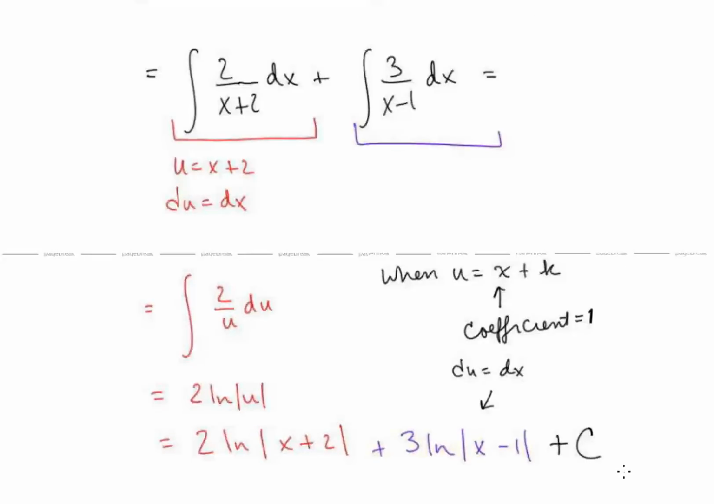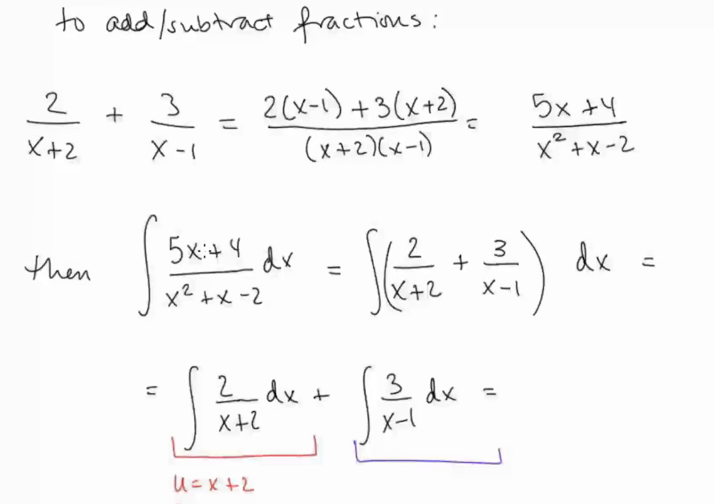Now, most of the work in using the method of partial fractions is going from the original rational function to its partial fraction decomposition. So how do we get from 5x plus 4 over x squared plus x minus 2 to the sum of 2 over x plus 2 plus 3 over x minus 1? How do we get from here to here? That's most of the work with the method of partial fractions.